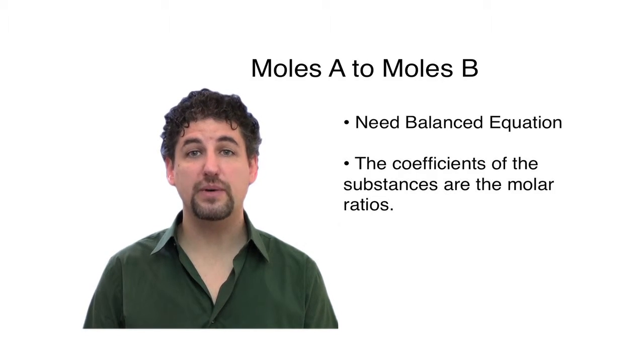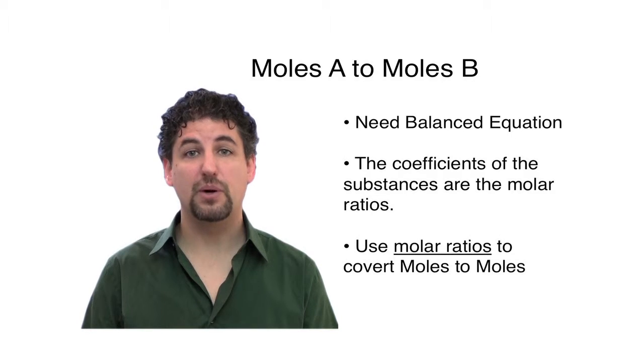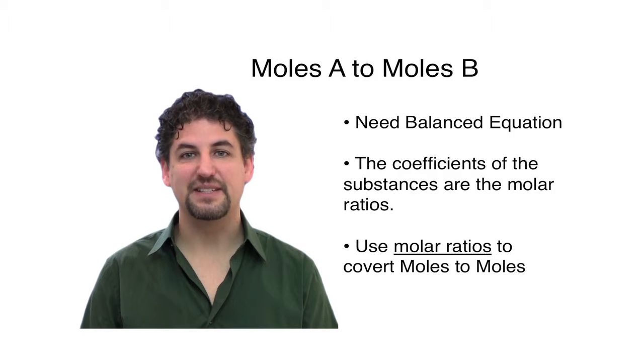Now, when you know the molar ratios, you can create a conversion factor, and that conversion factor is built from the molar ratios of the substances in the problem. You're going to use that to figure out how to convert from moles of A to moles of B. All right, here's the video, and I'll see you afterwards.